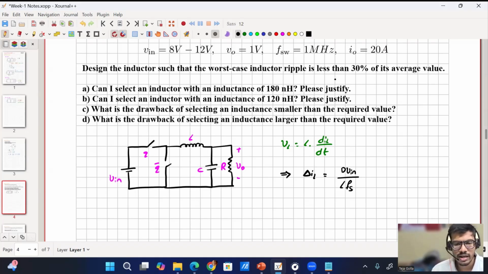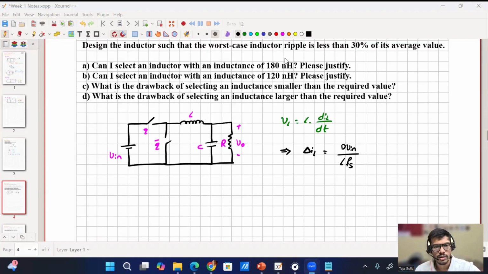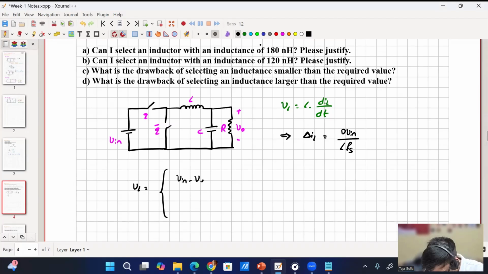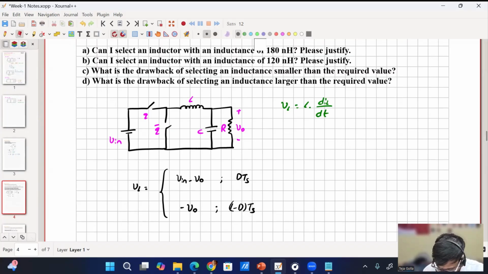But it is not ΔV_in, right? It should be D into V_in minus V0. So let me write it for simplification. VL, when the switch is on, is V_in minus V0, and when the switch is off, it is minus V0. This is during DTs time, and this is during 1 minus D Ts time. We can consider any region, and the result is the same at steady state.